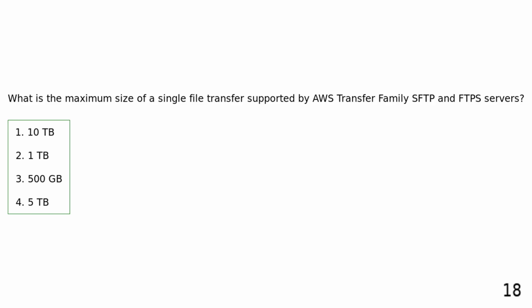What is the maximum size of a single file transfer supported by AWS Transfer Family SFTP and FTPS servers? 10 terabytes. 1 terabyte. 500 gigabytes. 5 terabytes. AWS Transfer Family SFTP and FTPS servers support file transfers of up to 5 terabytes in size, allowing for large file transfers to and from AWS.